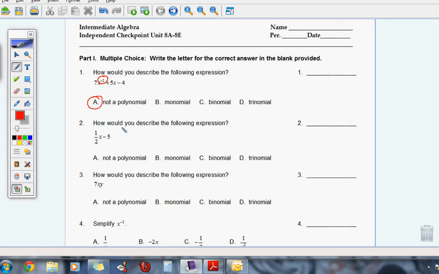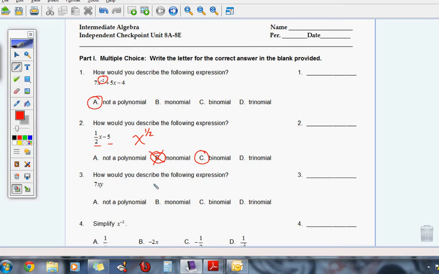Number two, how would I describe the following expression? Some of you may have picked not a polynomial because you remembered we're not allowed to have fractions. Well, if we have x to the 1/2 power, that's what we're not allowed to have. Fractions are actually okay if they're not exponents. So we actually are okay here. This is a polynomial. And I have two terms. A two-term polynomial is known as a, whoops, I'm so sorry, I did not mean to circle that one, is known as a binomial. All right, moving along.